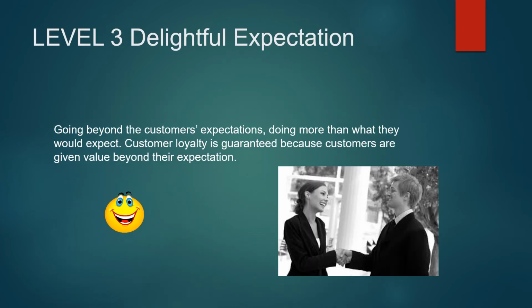Level 3. It is delightful expectations. Going beyond the customer's expectations, doing more than what they would expect. Customer loyalty is guaranteed because customers are given value beyond their expectations.